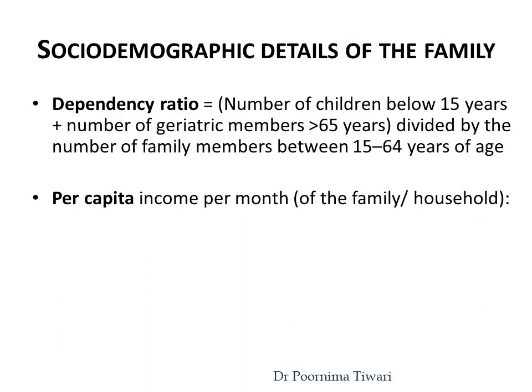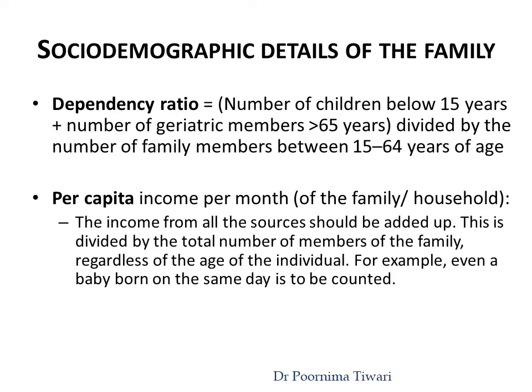How is per capita income per month calculated for the family or the household? The income from all the sources. Some may be earning by way of salary, there may be some rental income, or some income from the village where they get money from parental farming. So all the sources of income are clubbed together for the month, and this is divided by the total number of family members regardless of their age. This gives the per capita income per month for that family.